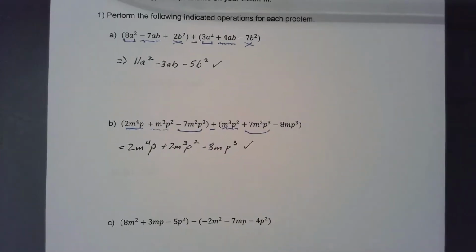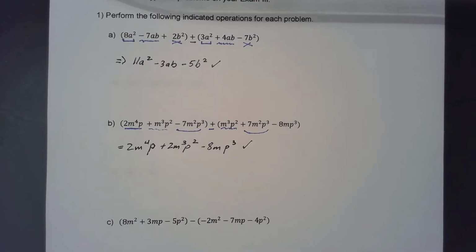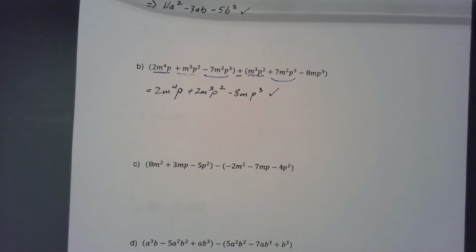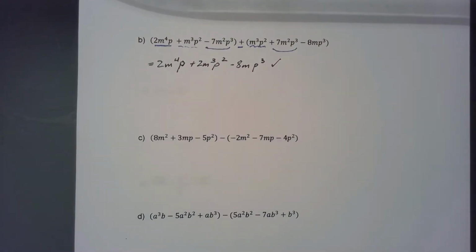Just remember, when you're adding polynomials, you're adding like terms. You're adding their coefficients together. You are not adding their exponents. The only time you add exponents is when you multiply.